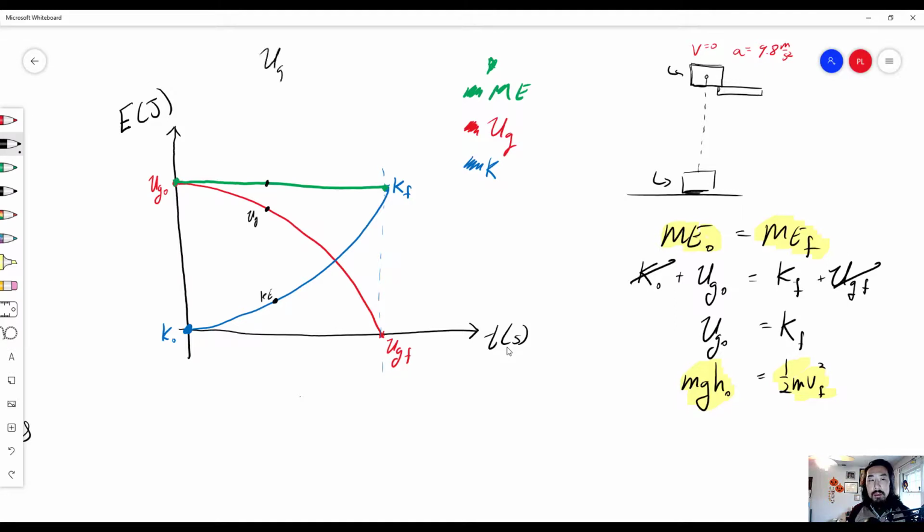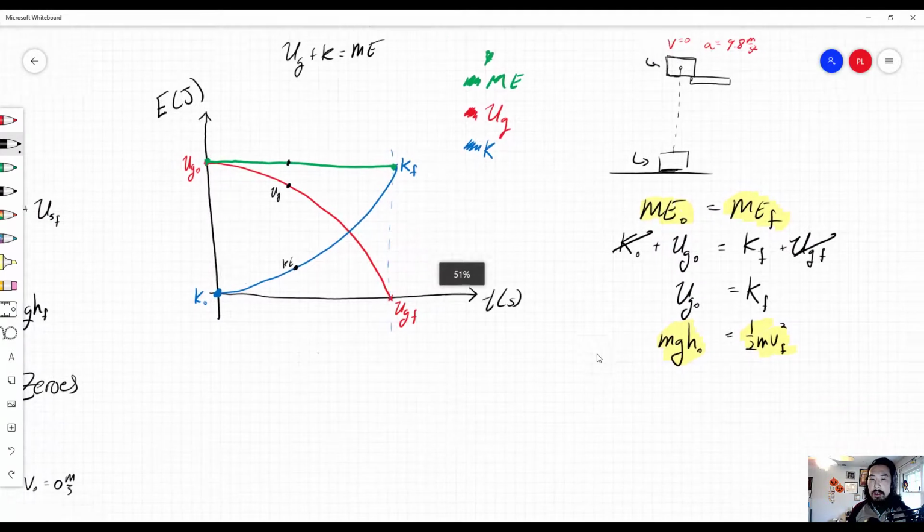You know what? That's so important. I'm going to write that down. That can never change when there are no outside forces. Remember the shape, and I'm going to go over the shape and why that occurs right now.